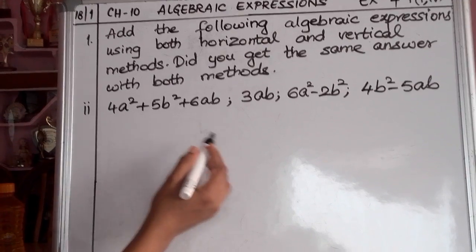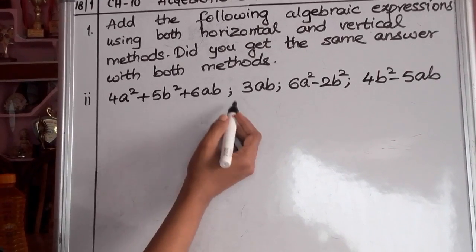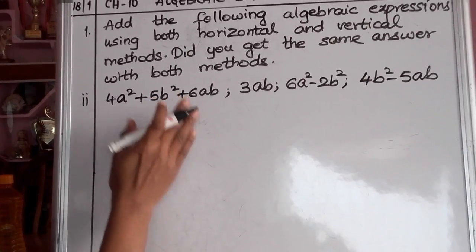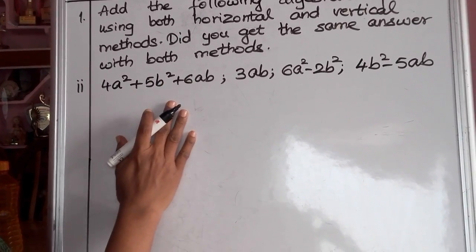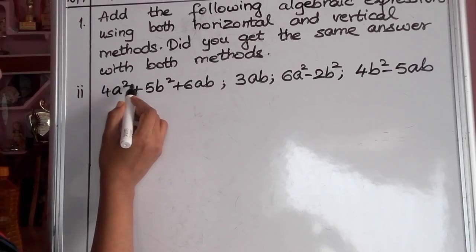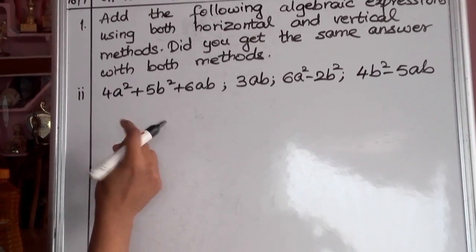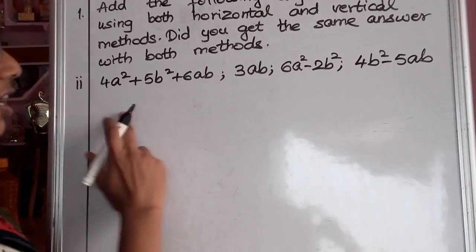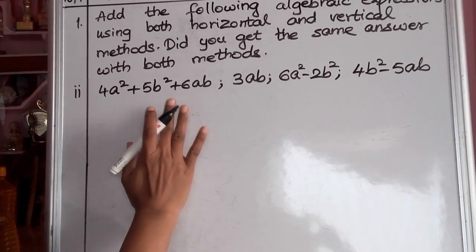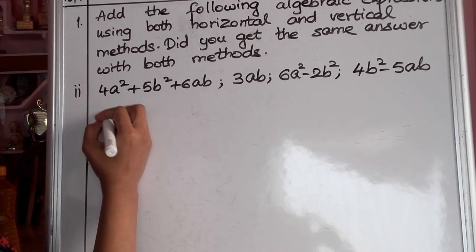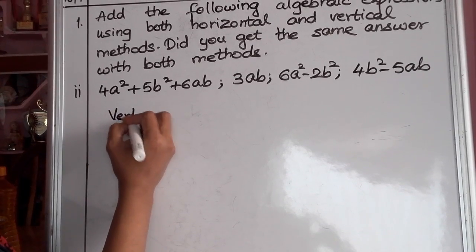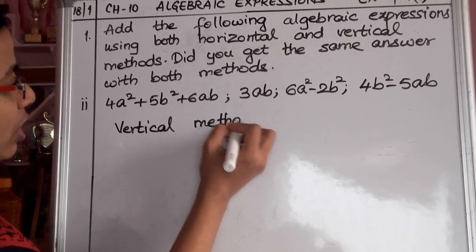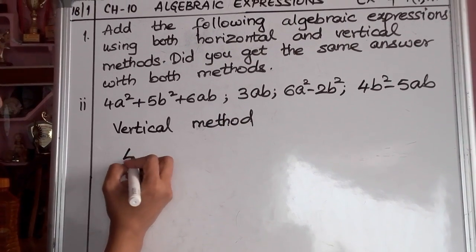4a square plus 5b square plus 6ab. So the first thing we are going to do is arrange them according to the degree of the expression. So all of them are in proper order. The next step is we are going to use the vertical method. Vertical means what? Writing one below the other and solving.